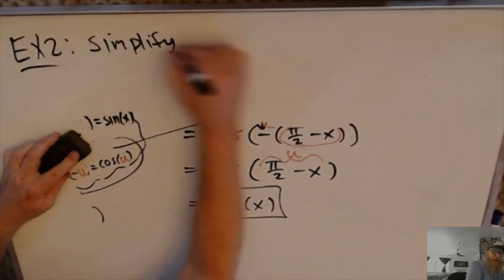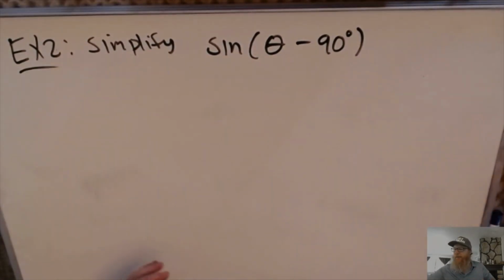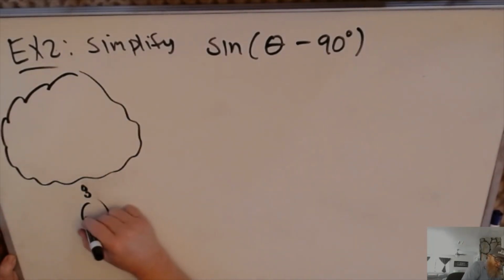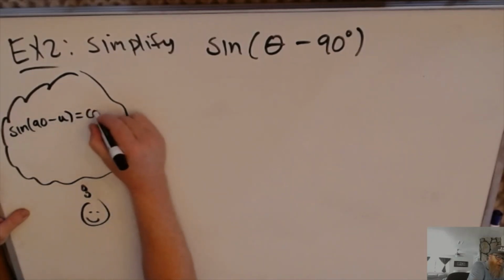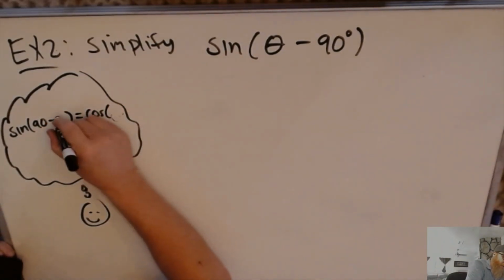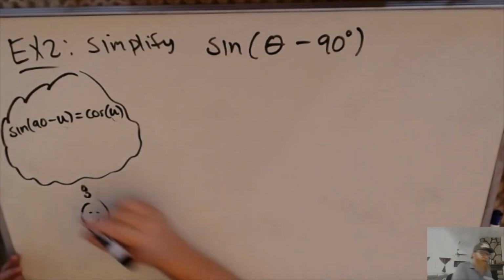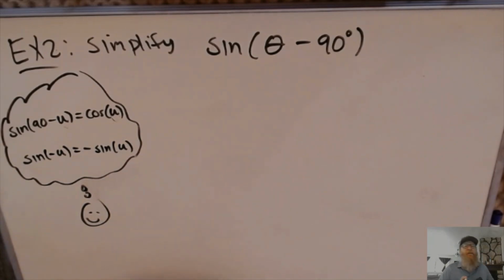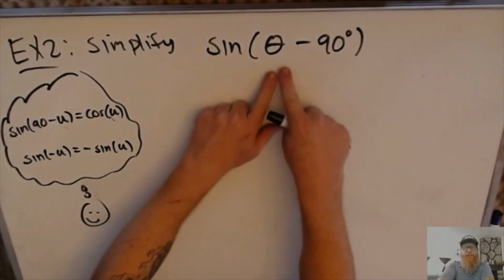Example 2, simplify sine of theta minus 90 degrees. Get your identities in mind. So you have sine of 90 minus u is equal to cosine of u. That's your cofunction identity. That's why it's called cosine, cofunction sine. And then you also have your odd identity, sine of negative u is equal to negative sine of u. And again, u is a substitute variable. You can use t, you can use x, you can use whatever variable you like. In this problem, I'm using theta.